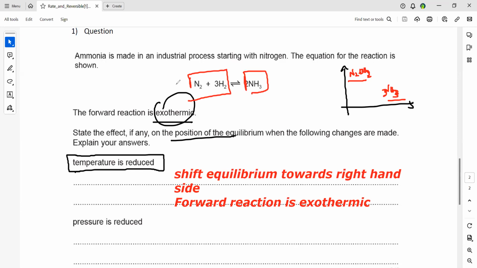We are reducing the temperature, which means we are removing energy from them. The product already has low energy. But when the reactant loses energy, it will form a product. So when the reactant starts to form a product, the equilibrium or the balance will shift towards the right-hand side. So the equilibrium shifts towards the right-hand side as the forward reaction is exothermic.